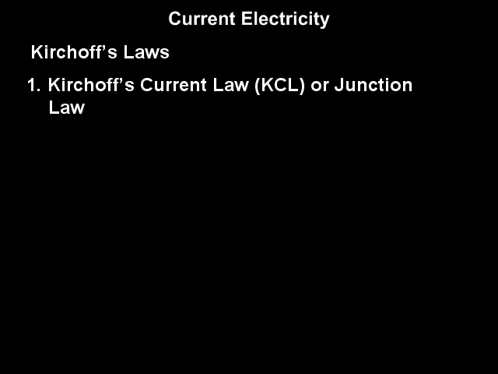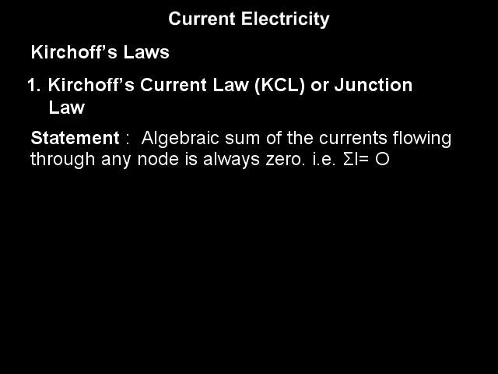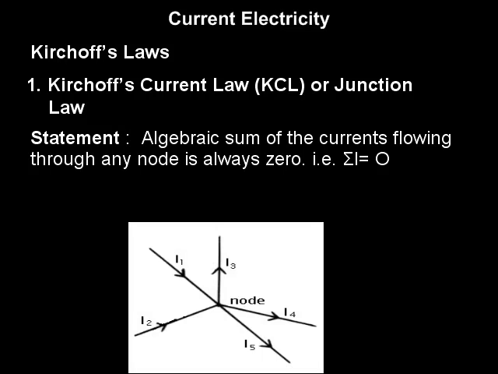The first law is called Kirchhoff's current law, that is KCL. It is also known as junction law. The statement of the law is like this: algebraic sum of the currents flowing through any node is always 0. That is, sigma I is equal to 0.